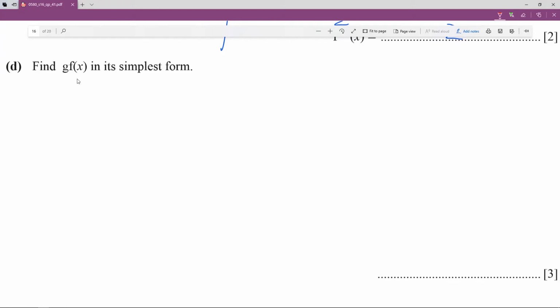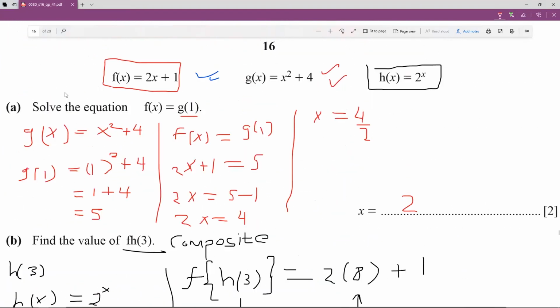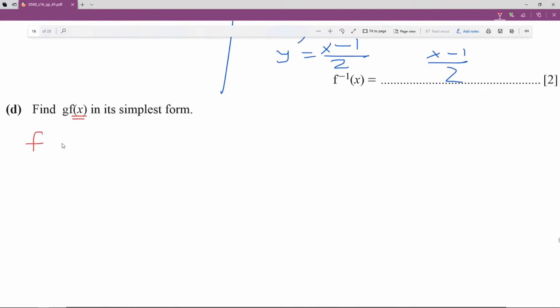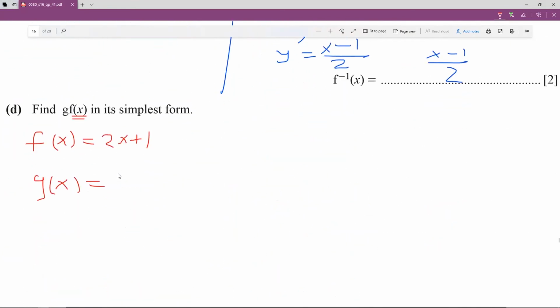Now, composite functions, we said you deal with the inside functions first. Now my inside function is fx. Let's borrow fx from up there. Fx was 2x plus 1. So I'm dealing with my inside function first, 2x plus 1. So that's done. Fx is done. Now we need to deal with the outside function, which is gx. Let's borrow it from up there, x squared plus 4. So gx is x squared plus 4.